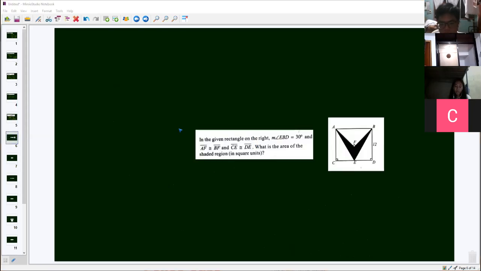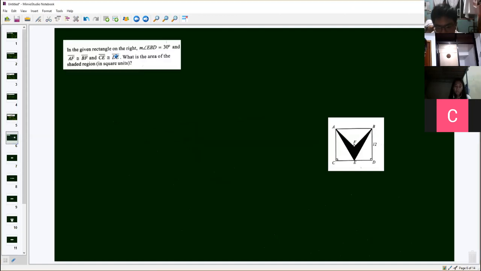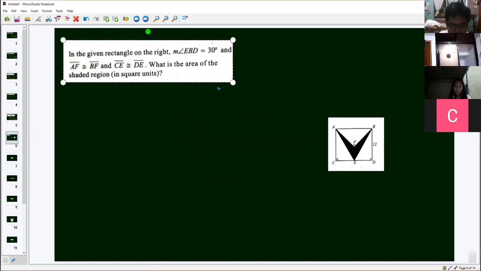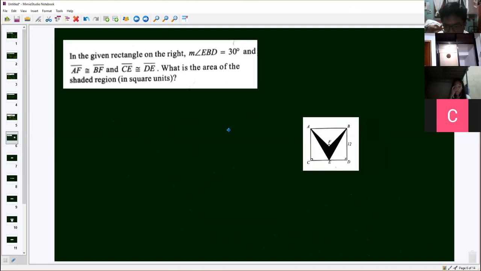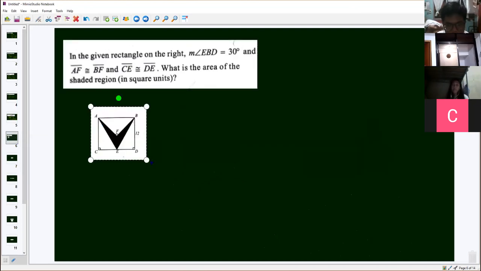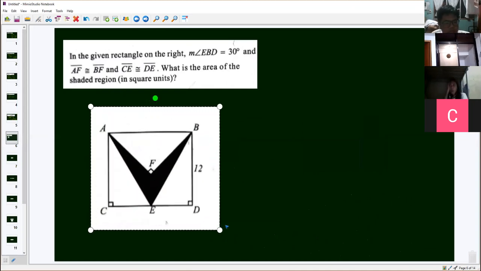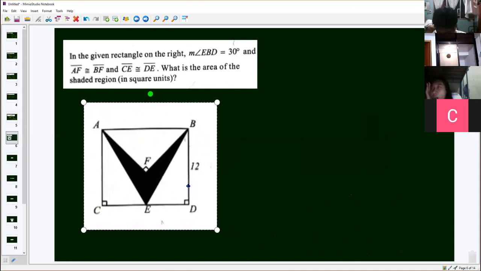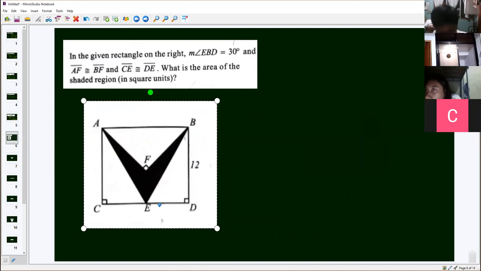Okay, we have here a geometry problem. So we have a rectangle below. It's not on the right, it's below. So rectangle yan. Measure angle EBD is 30 degrees. AF is congruent to BF. CE is congruent to DE. What is the area of the shaded region? 12 units, malamang yung BD. Yun lang yung binigay. Okay, go ahead.